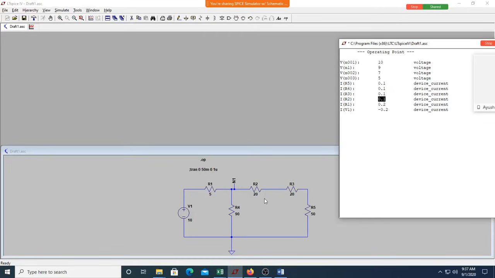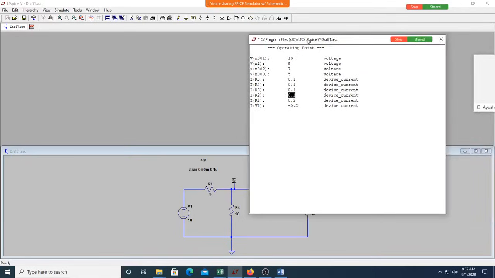Correct? So 9 is equal to 2 plus 2 plus 5. It's as simple, no? It's verified. So we could verify using this current and the resistance values.